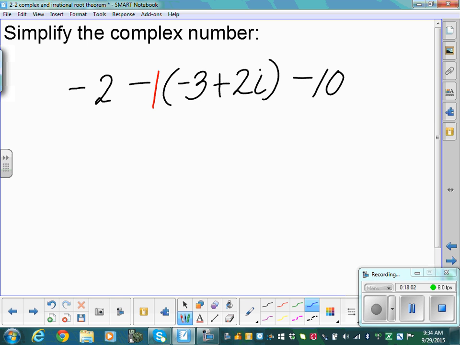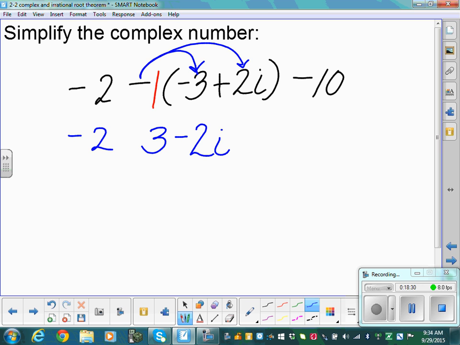Negative 1 times negative 3 is positive 3. Negative 1 times 2i is negative 2i's. Now we distributed all the negatives that we needed to, right? So now we'll drop down everything else. We had negative 2, this was positive 3, so it'll be plus 3. And then we have this negative 10. Questions? Let's combine the real parts.